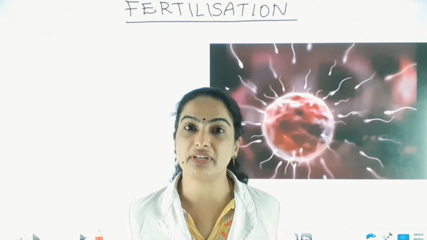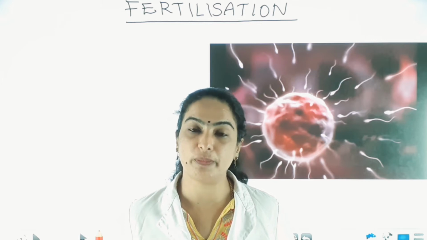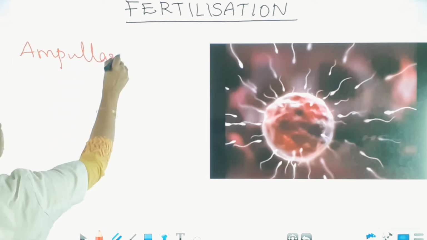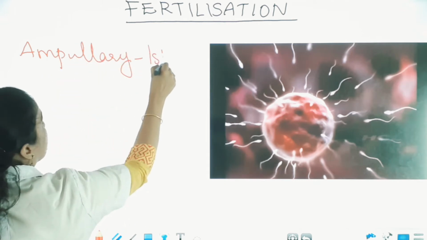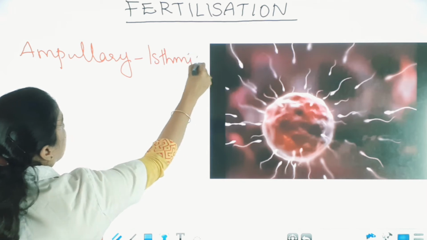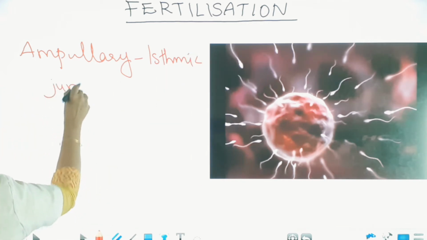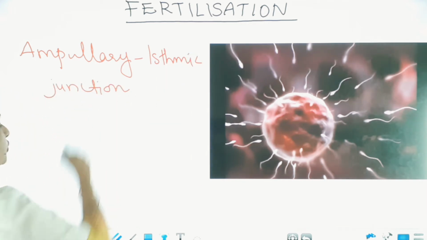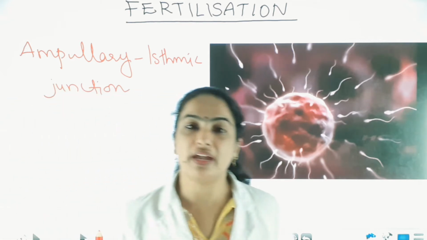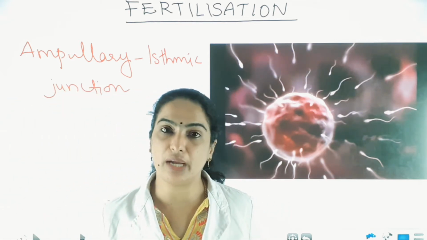There is a specific space in the fallopian tube, and that is the ampullary isthmic junction. The ampullary isthmic junction in the oviduct or fallopian tube is the real place where fertilization, or fusion of gametes, occurs.